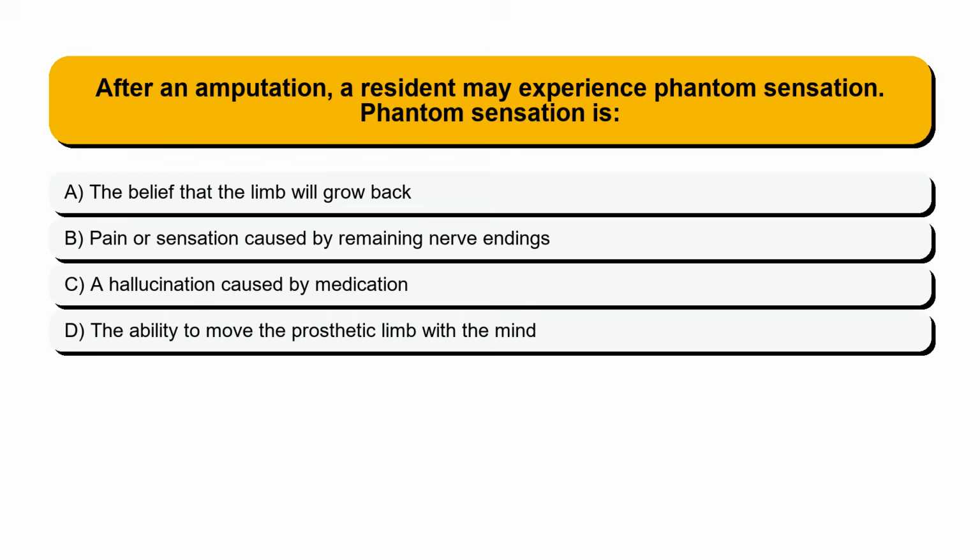Question 40. After an amputation, a resident may experience phantom sensation. Phantom sensation is: Option A. The belief that the limb will grow back. Option B. Pain or sensation caused by remaining nerve endings. Option C. A hallucination caused by medication. Option D. The ability to move the prosthetic limb with the mind.